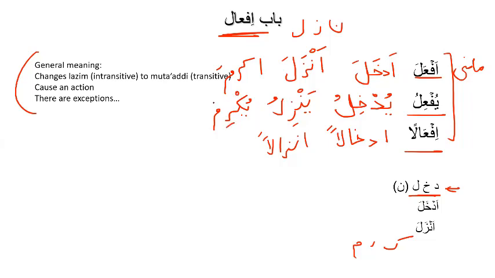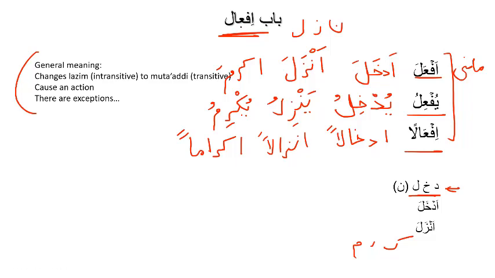So yukrimu and the masdar ikraman. You'll notice that once you start doing this, you'll see a lot of words in Urdu. So your Urdu will actually improve once you understand these babs better. Ikraman. Okay, so here are some great examples. Adkhala yudkhilu idkhalan, anzala yunzilu inzalan, akrama yukrimu ikraman. All these follow the pattern af'ala yuf'ilu if'alan, and all these are bab if'al.